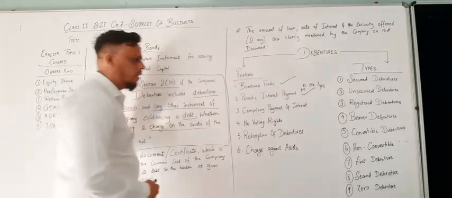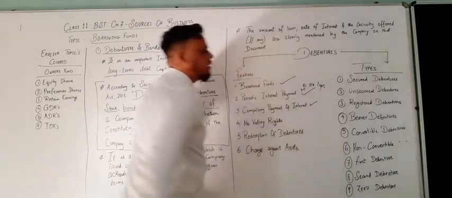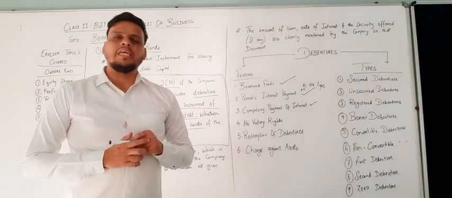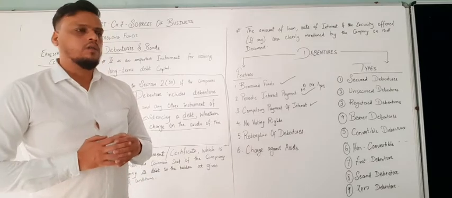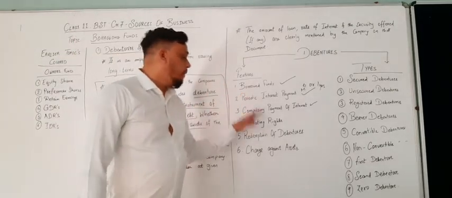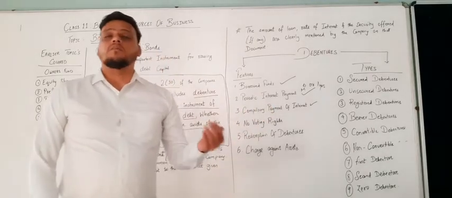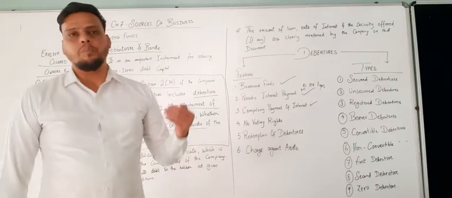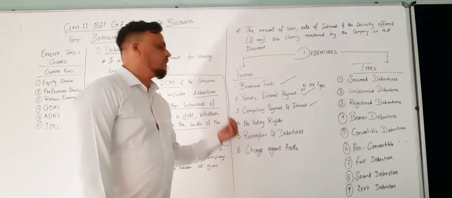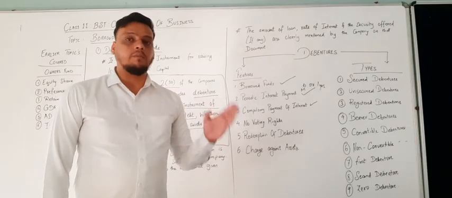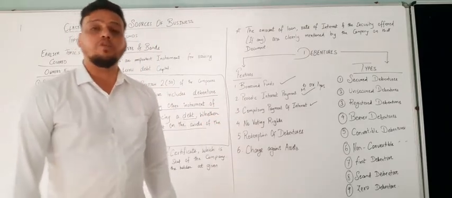Next point is compulsory payment of interest. The debenture holders give you money and take a huge risk for their benefit, but the company has to pay a certain interest on a regular basis, and it is compulsory to pay the interest. If the company makes losses or profit, it doesn't matter, but the payment has to be made to the debenture holder.